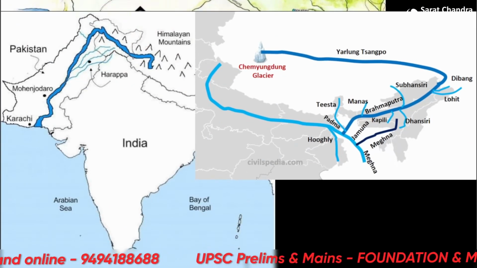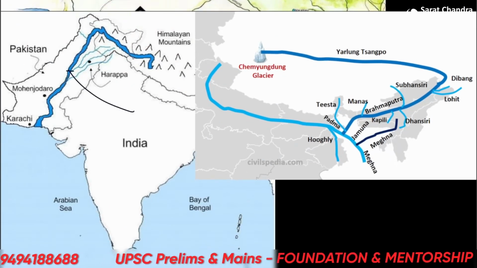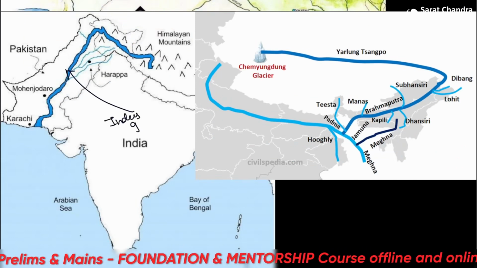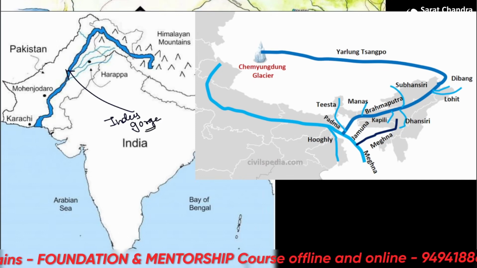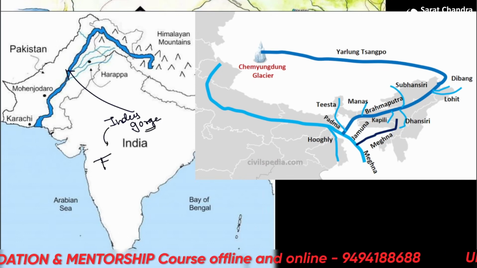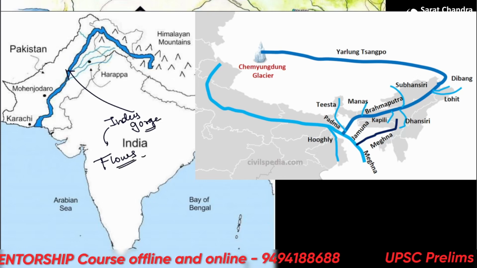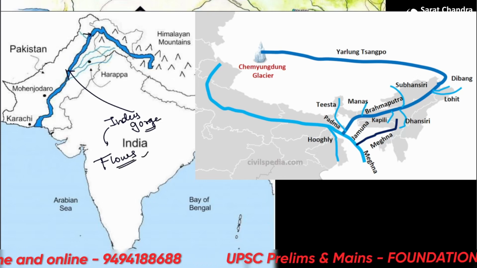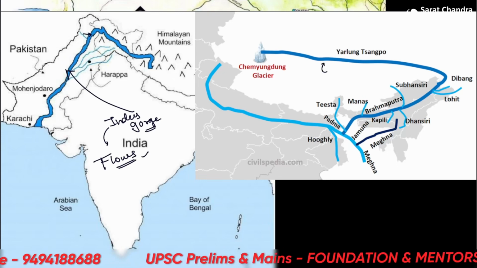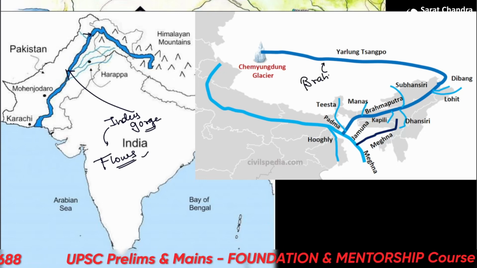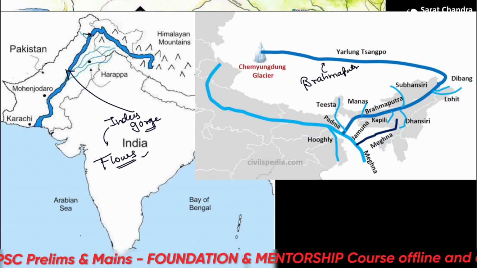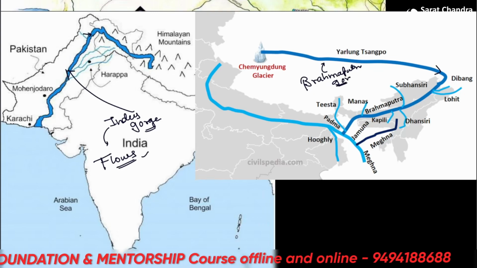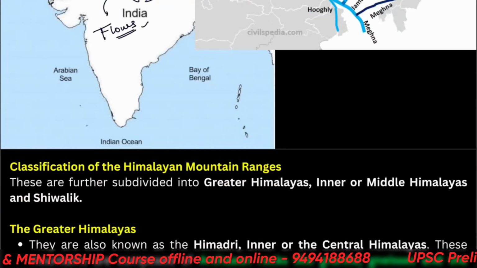Here we see the Indus Gorge, where the Indus River flows. So this in a sense creates the western boundary of Himalayas, and on the other hand this is the Brahmaputra Gorge. So this creates the eastern boundary of Himalayas. So we'll be reading about both these river systems.